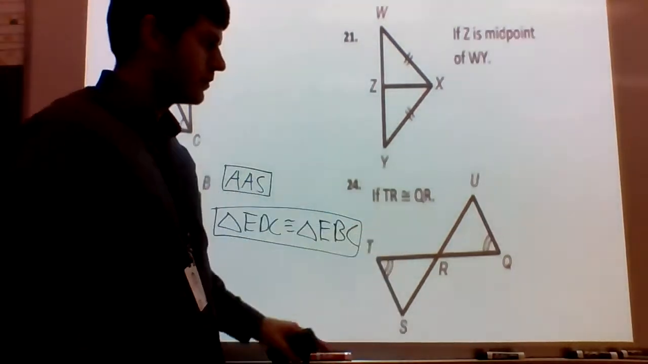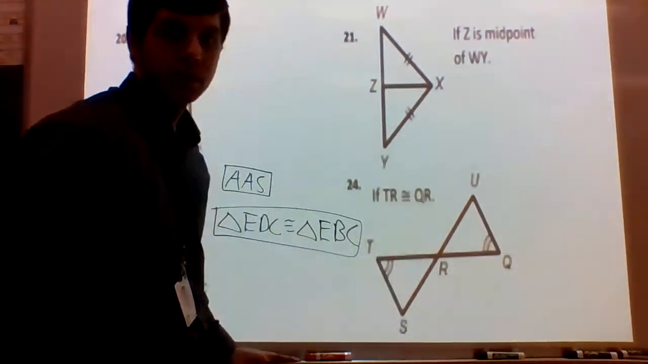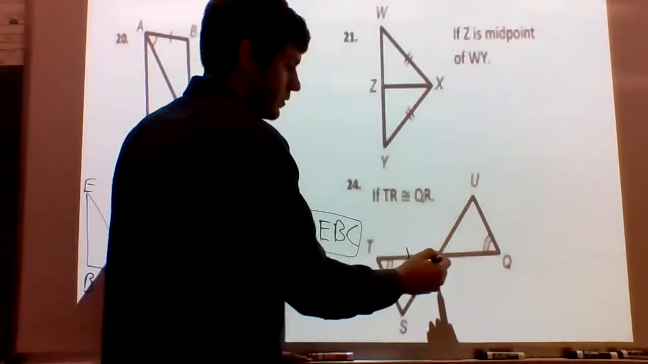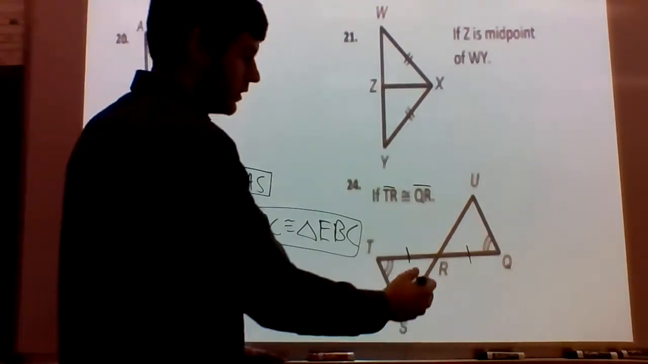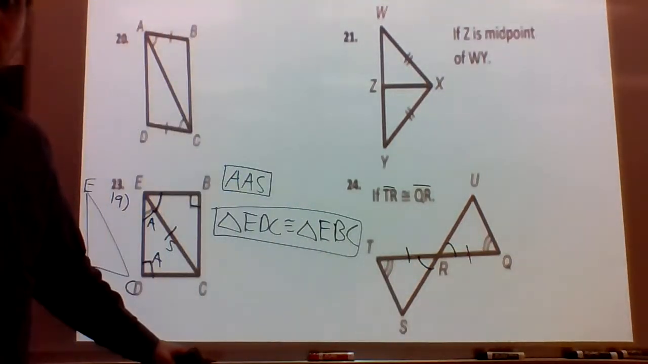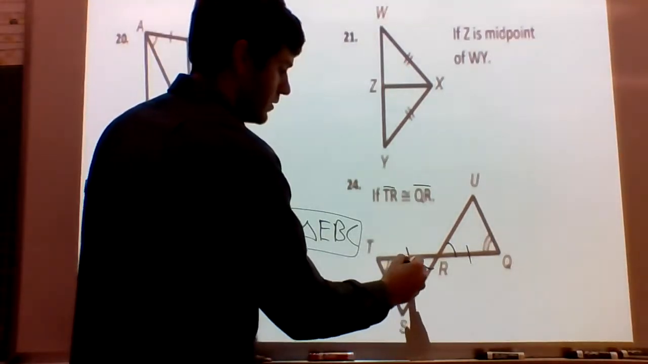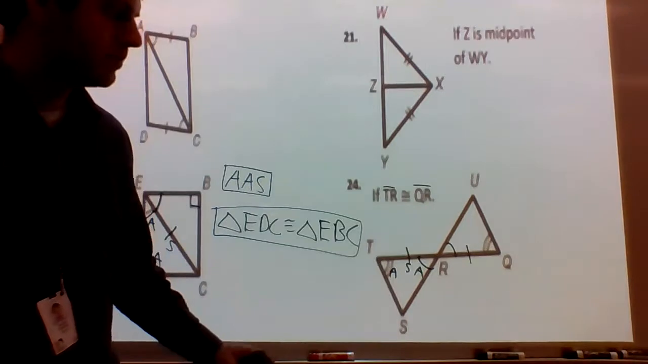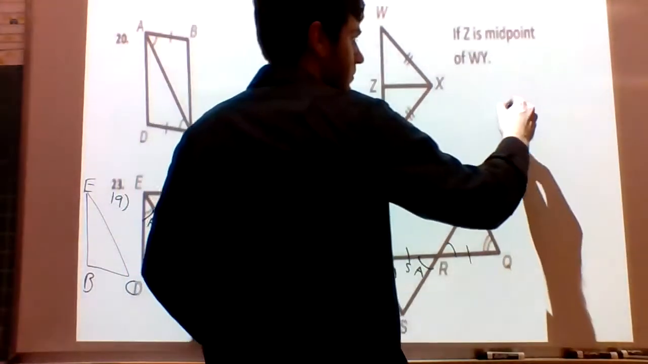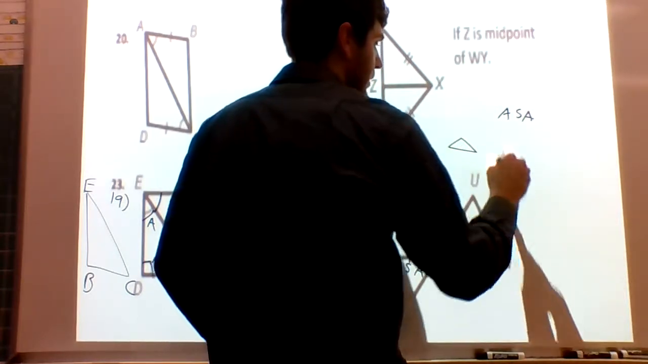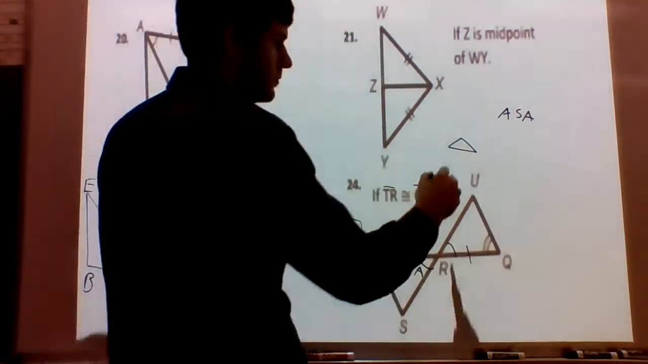They're telling us in this one that angle T and angle Q are congruent. So we have 1 pair of angles. We know TR is congruent to QR. We also have vertical angles. So we have angle, side, angle. We can name the first triangle however we want. Let's just name it STR.